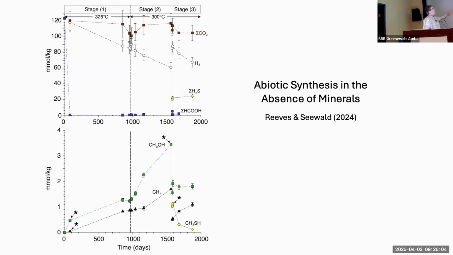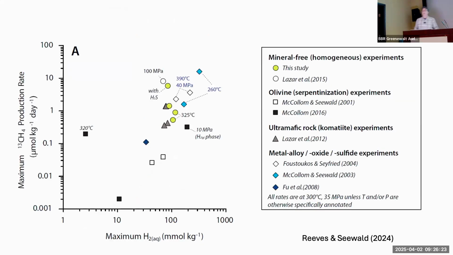And one of the key aspects of this experiment is we did not add a catalyst. There were no minerals in this experiment. This is a homogeneous reaction occurring in the dissolved phase of the experiment. And so there's been an enormous amount of work looking at catalytic activity. If you plot the rates of methane production in these systems, this is the maximum methane production rate against the hydrogen concentration, the biggest factor appears to be the concentration of hydrogen.